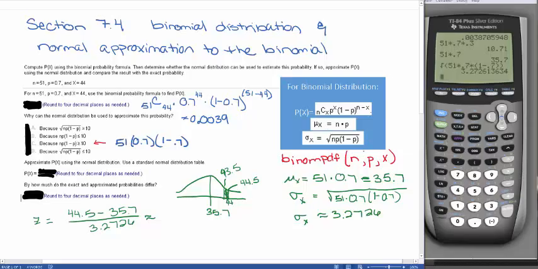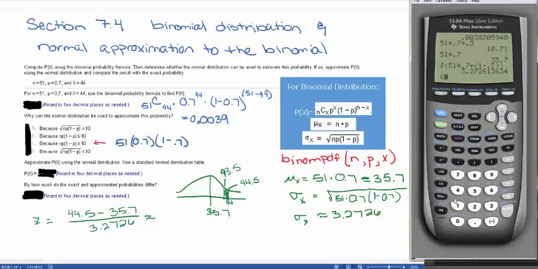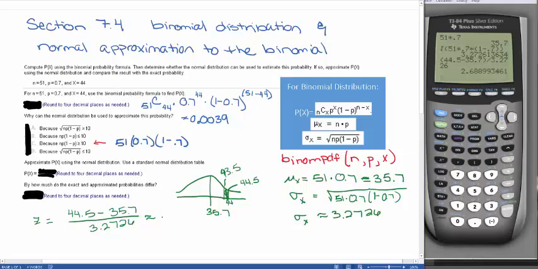Let's work that out in the calculator right quick. We're going to do 44.5 minus 35.7 divided by 3.2726. I will have a teeny tiny bit of rounding error because I rounded our standard deviation down there. And this is giving us about 2.69. I'm only going out 2 places because this is a z-score, so z-scores are only going out 2 places.